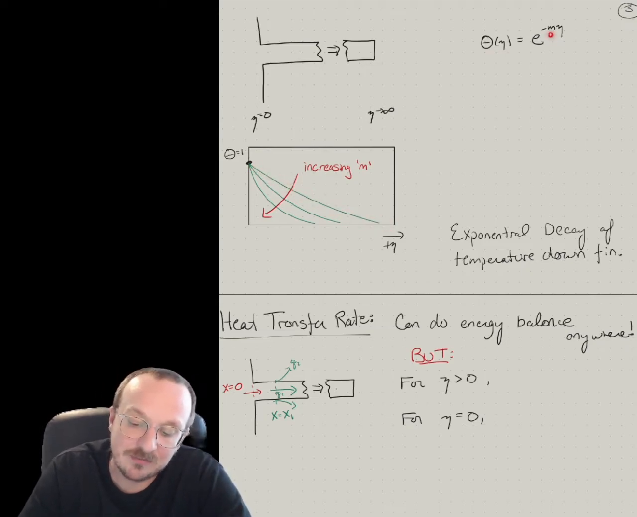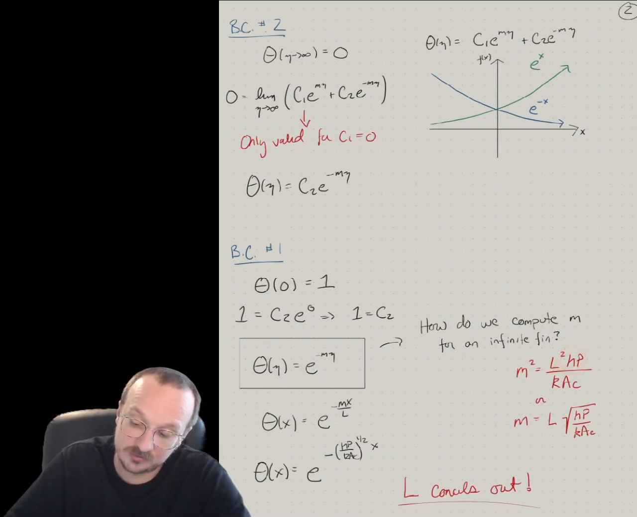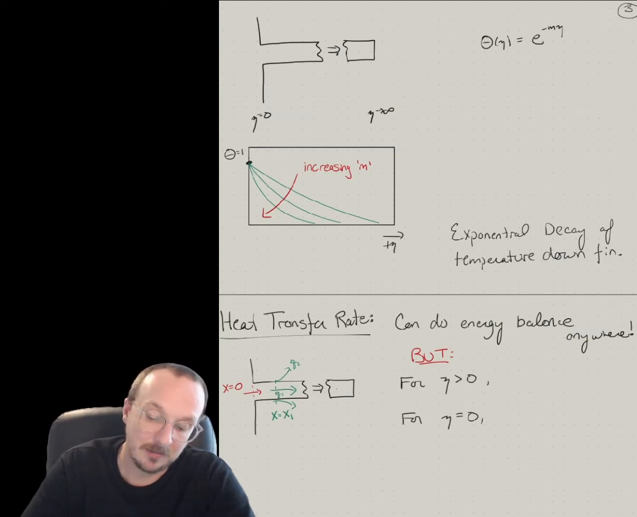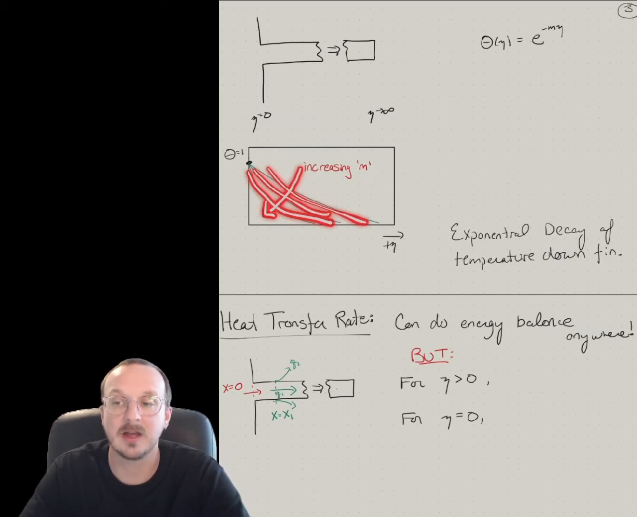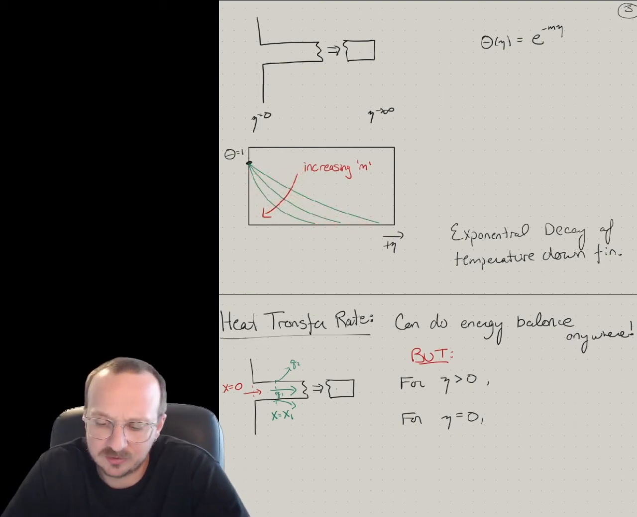And what happens is if you increase M, meaning you increase convection on the surface area, you increase the perimeter, meaning you increase the surface area, or you decrease the thermal conductivity, then the temperature profile will decay quicker. Okay, you'll get a sharper drop in the decay. So yeah, you get this exponential decay.